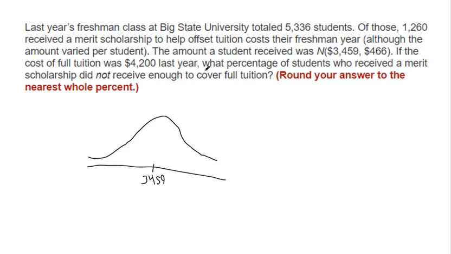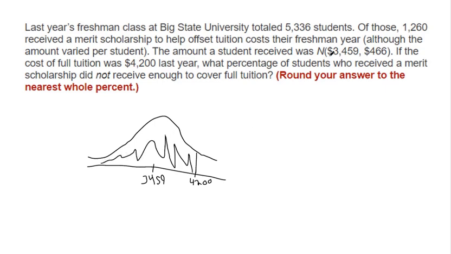And then it says if the cost of full tuition was 4,200, what percentage of students who received a merit scholarship did not receive enough to cover full tuition? So $4,200, if that's how much they got for a scholarship, would be over here, right? So that means the percentage that did not receive enough to cover full tuition is probably pretty high because it's all this area over here.